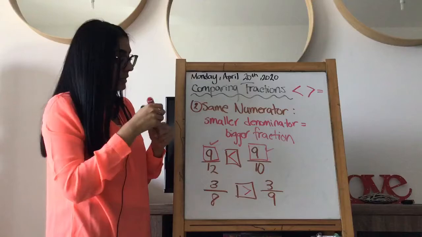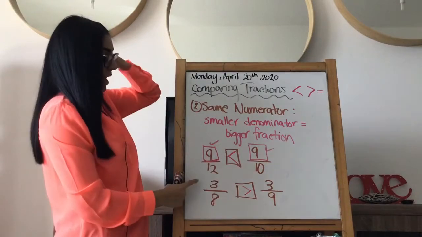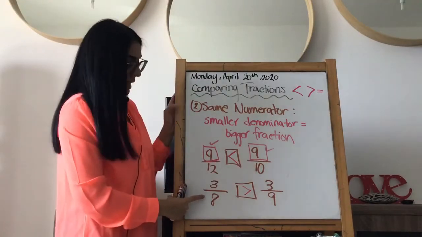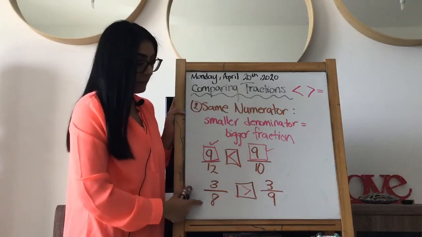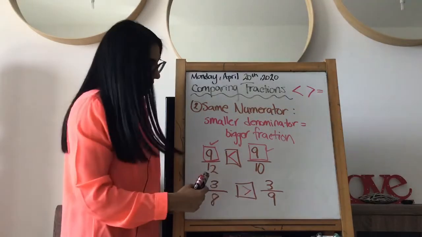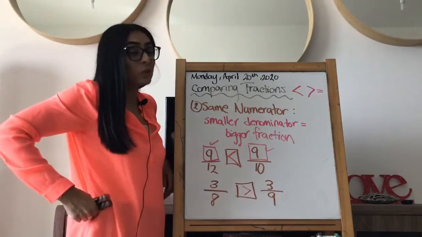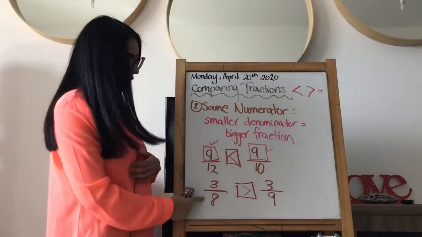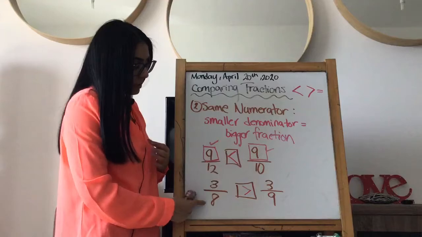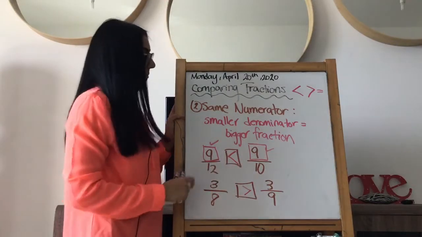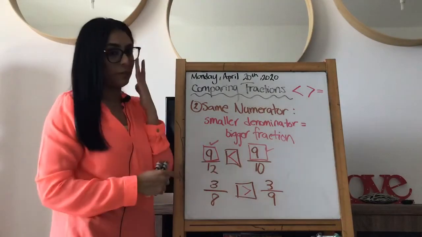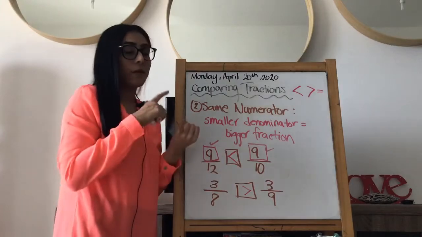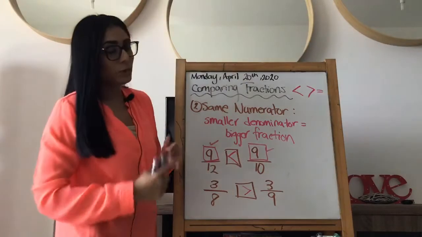Again, use your common sense. Let's use some application. If I have a pie that's cut into 8 pieces, and I get 3 of them, and this one's cut into 9, and I get 3 of them also, which one is closer to a whole? Which one is closer to one whole pie? This one. You're closer to this one than this one. Okay? That's your rule for same numerator. So those are the 2 easy ones, if you have the same denominator and the same numerator.